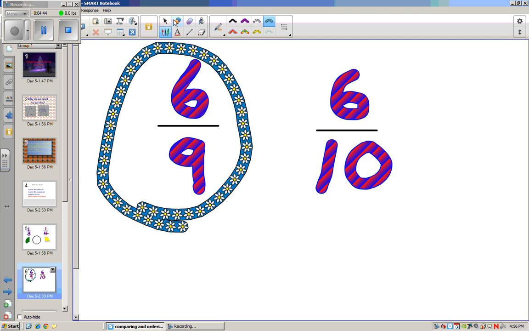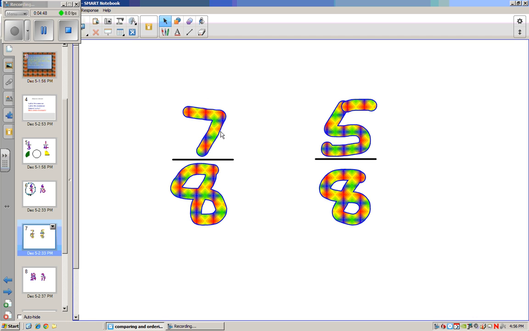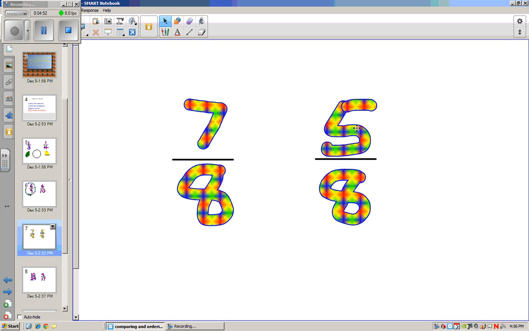So now moving on, if we go to our next problem, and I kind of gave some funky colors here, but our numerators now are different. And we know 7 is bigger than 5, but we need to check our denominators here. And so the denominator this time, they're both the exact same. So it's out of 8 pieces. So we have 7/8 and we have 5/8.